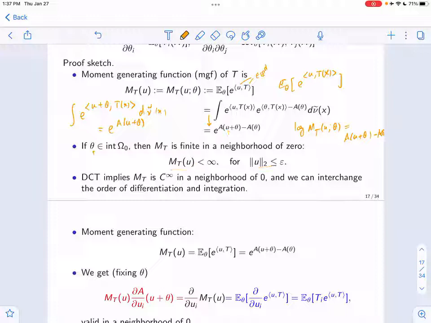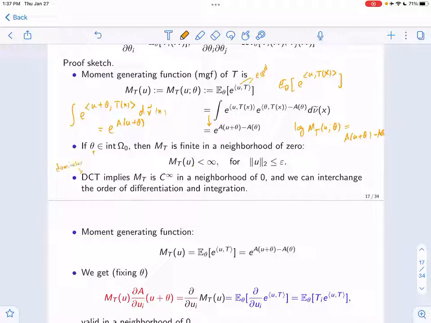So in a neighborhood of 0, which is a neighborhood of theta in terms of this shifted version. Because theta is in the interior, this is finite in the neighborhood of 0, and there is a result from probability that you can prove: the DCT implies that M_t is differentiable in the neighborhood of 0. Then we can change the order of differentiation and integration, and repeat this anytime you want, and you get that it's C infinity in the neighborhood of 0. So this is the dominated convergence theorem.